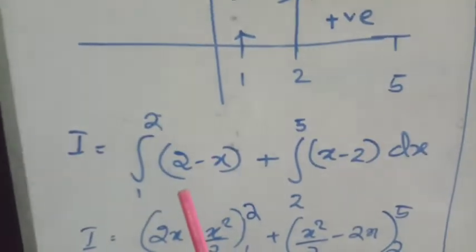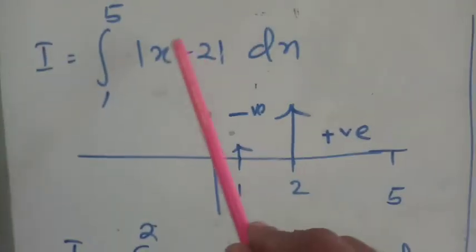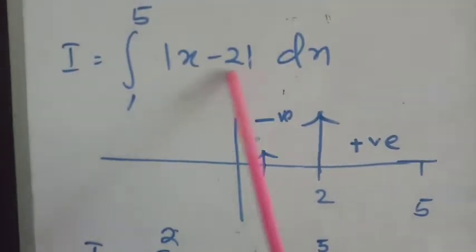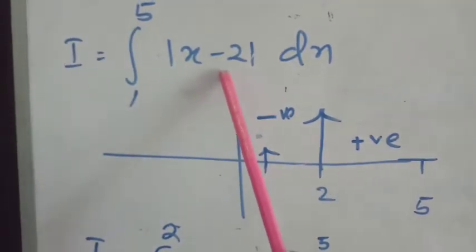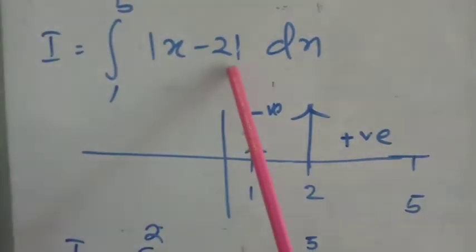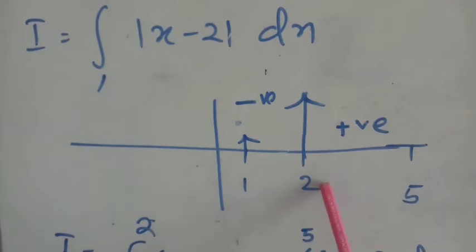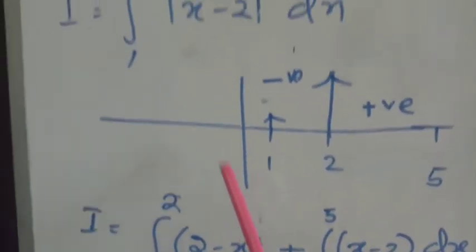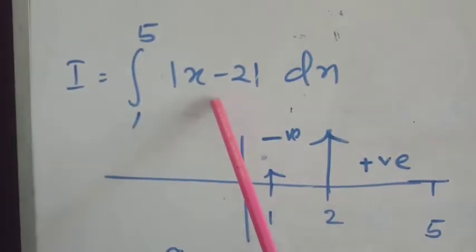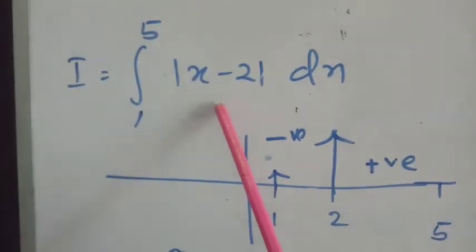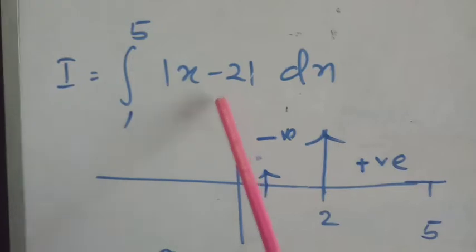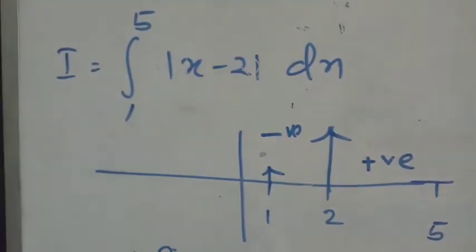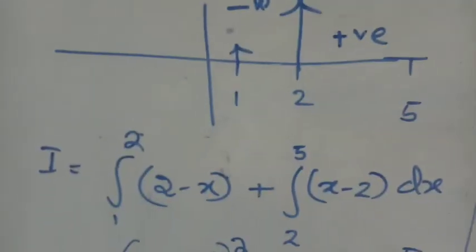Integral 1 to 2, we need the positive value of this one because we are applying the modulus symbol here. That means what? X minus 2 is negative in the interval 1 to 2. How can we make this one positive? By applying a minus sign. So every mod x can be split up as mod x is the same as x if the function x is positive. Otherwise, we should apply a minus sign.